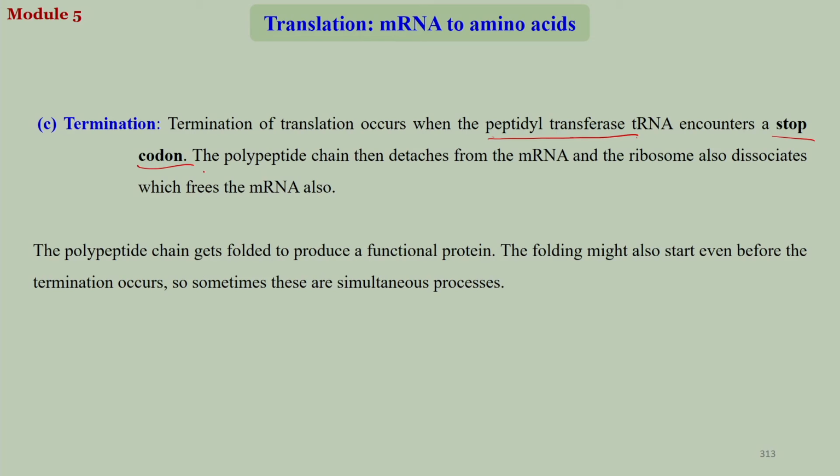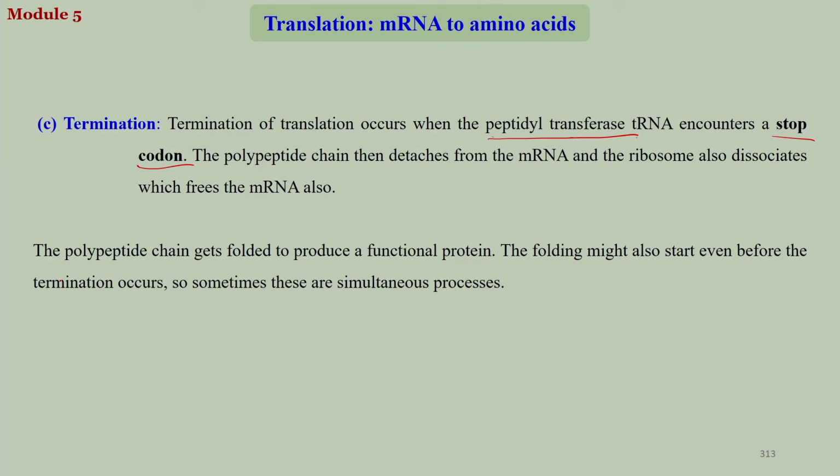That is where the synthesis will stop. The polypeptide chain then detaches from the mRNA and the ribosome also dissociates, which frees the mRNA also. The polypeptide chain gets folded. So, you have synthesized a long chain of peptide with many amino acids, and of course, you have seen before how internal interactions present within the amino acids force the structure to fold itself, right. Immediately, whenever the polypeptide chains are synthesized, they will be folded to produce a functional protein.